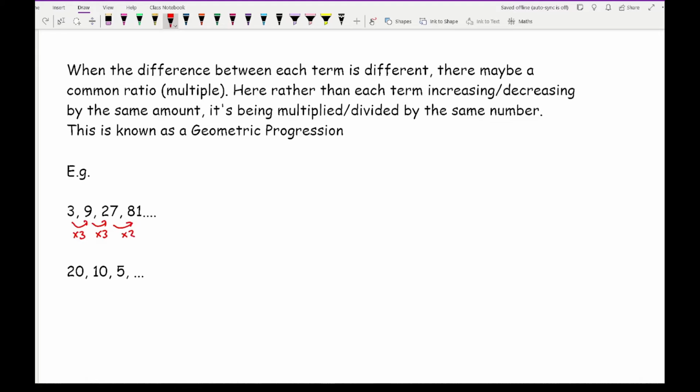If I took any two consecutive terms, so if I did 81 divided by 27, that's going to equal 3. If I did 27 over 9, that's going to equal 3. If I did 9 over 3, that's going to equal 3. As each of these divisors are all the same, it's classed as a geometric progression. Now, don't always think that in a geometric progression the numbers are always going up.